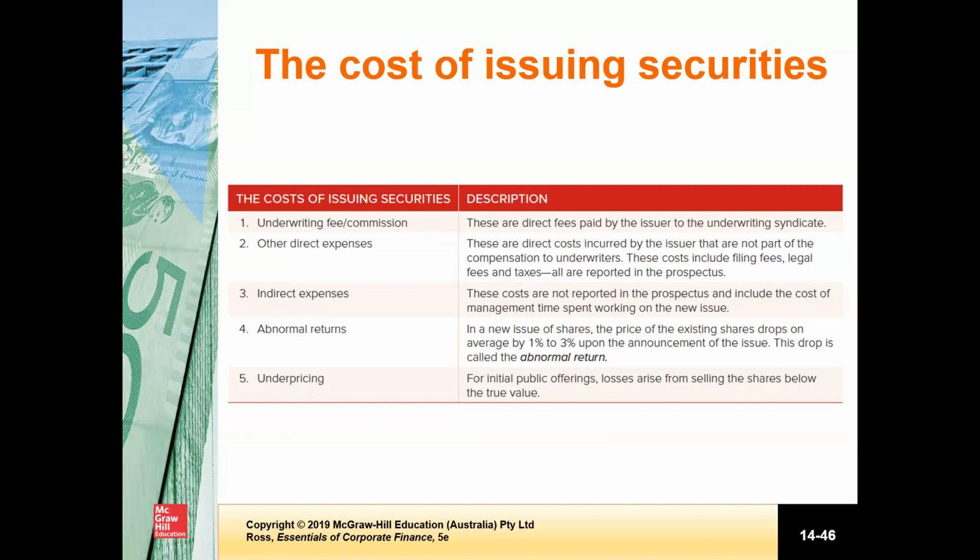Indirect expense are not reported in the prospectus, and they are typically the management time spent working on new issue. We discuss abnormal returns. In a new issue of shares, the price of existing share drops on average by 1% to 3% upon the announcement of the issue, and this drop is called abnormal return. And we also discuss underpricing, that initial public offering typically are underpriced to attract new investors.